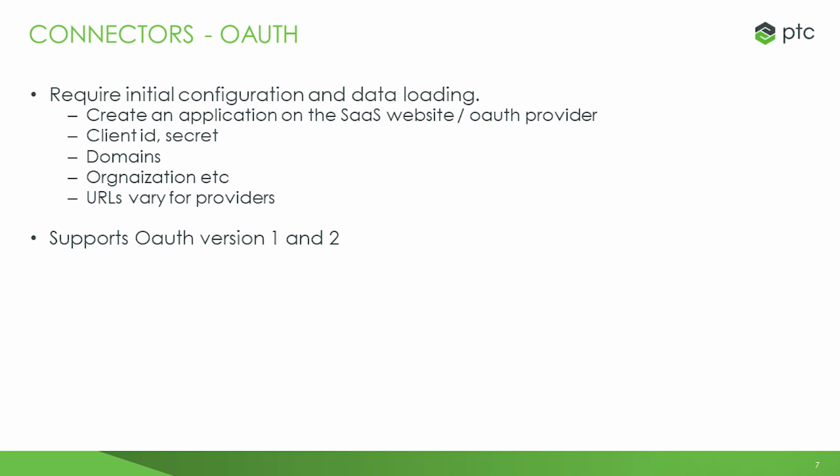URLs vary for provider, and hence in many cases we have to actually change the URLs in the configuration. Every OAuth provider will have their own kind of URLs for authorizing a user, for generating tokens, or for validating the tokens, and so on. ThingWorx Flow supports both OAuth version 1 and version 2. The thing with OAuths is that they require this initial configuration, so none of these OAuths are available out of the box.